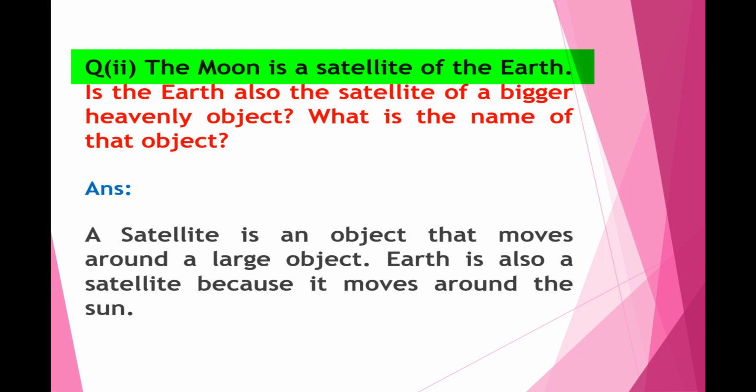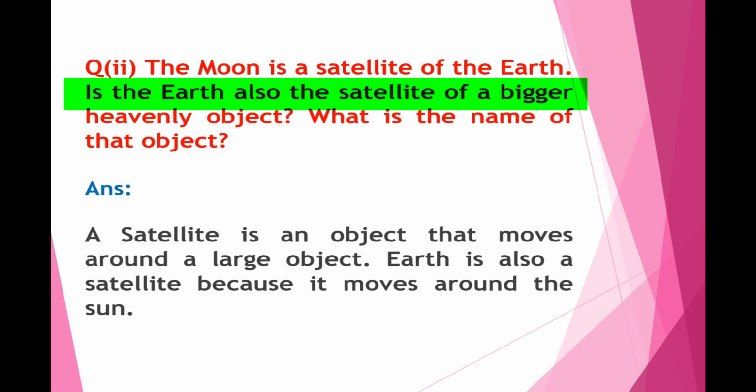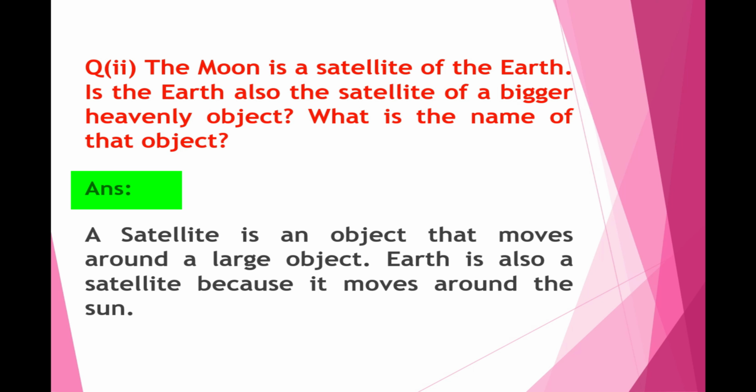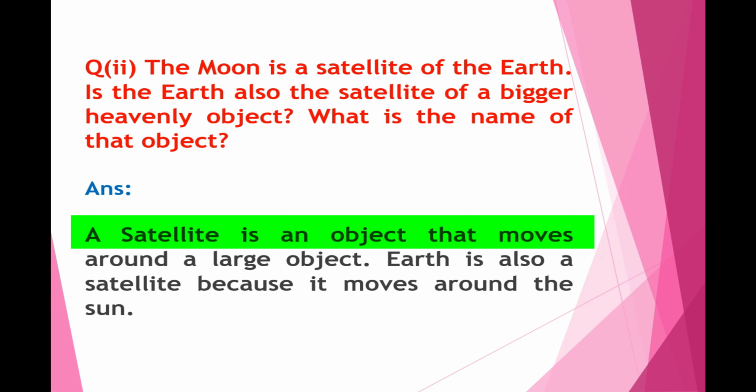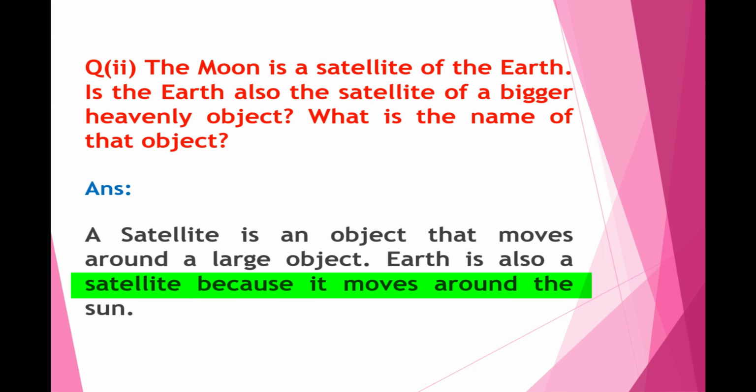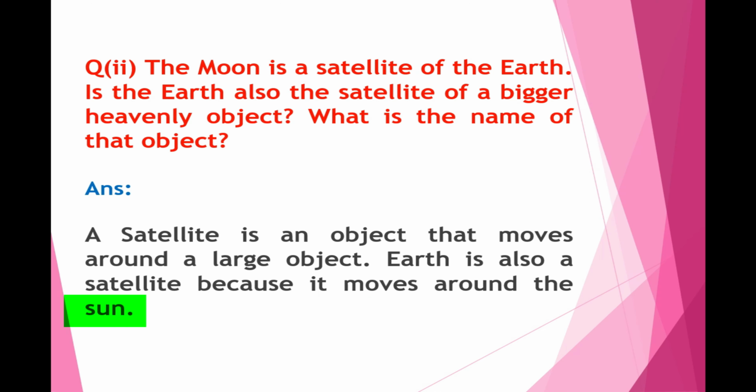Question number 2. The Moon is a satellite of the Earth. Is the Earth also the satellite of a bigger heavenly object? What is the name of that object? Answer. A satellite is an object that moves around a large object. Earth is also a satellite because it moves around the Sun.